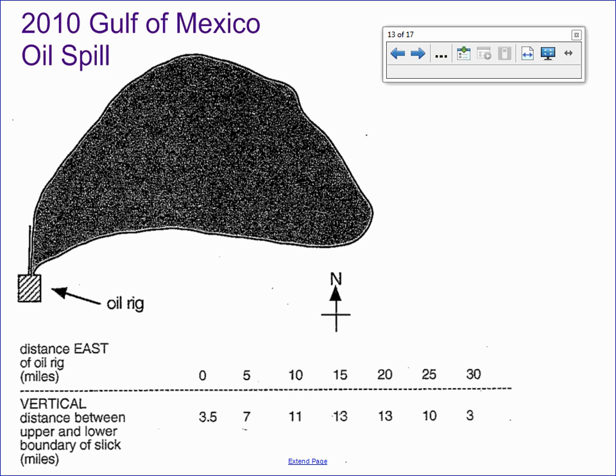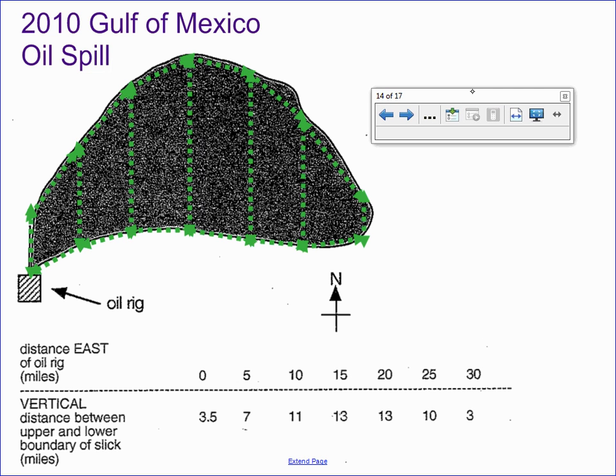So east of oil rig, and then now we're doing the vertical distance that separates the top and lower boundary of the oil slick, measured in miles. How could we use this data to come up with an approximation for the area that slick covers? Well, we could think about breaking that up into shapes. And so what I've done is I've gone ahead and broken that up into my distance east. Let that be my delta x in each of these shapes.